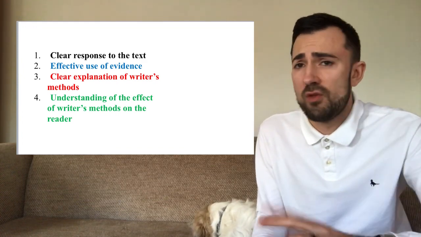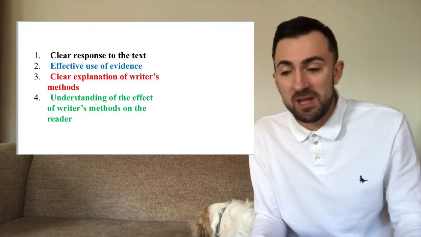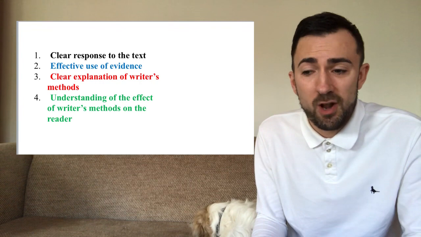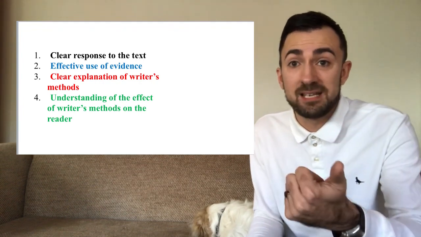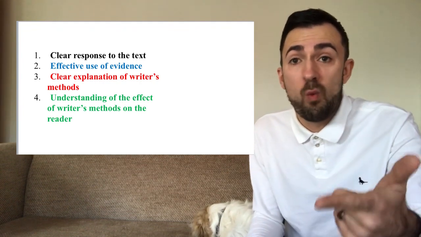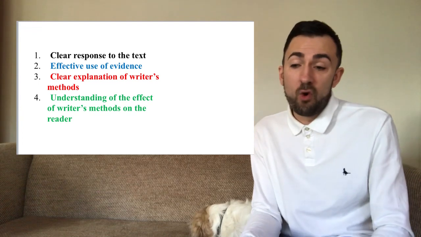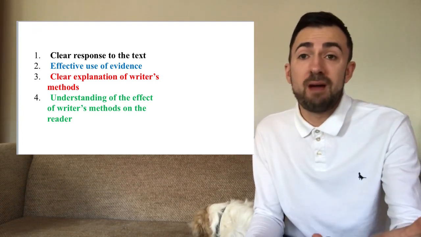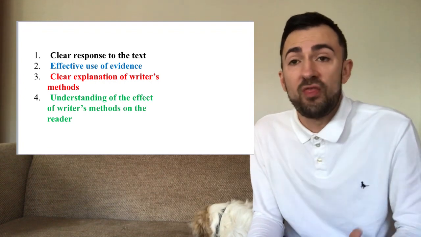evidence. We're used to that with all the other questions on all of the other English papers. Thirdly, something else we should be well trained in, clear explanation of writer's methods. So picking out a lexical set of war words and explaining why they might have been used. And number 4, understanding the effect of those writer's methods on the reader. What do those methods help us to understand or think or feel or react or whatever else it might be. So those 4 things must be in our paragraphs. So what might that look like then?